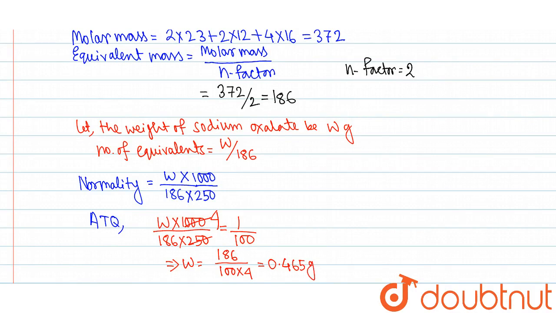8.375 gram. So the question asks to calculate the mass of sodium oxalate. So the mass of sodium oxalate will be 8.375 gram. So hope this answered the question.